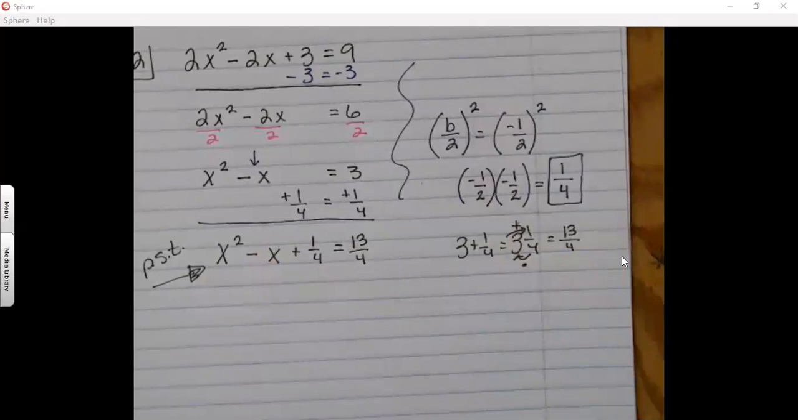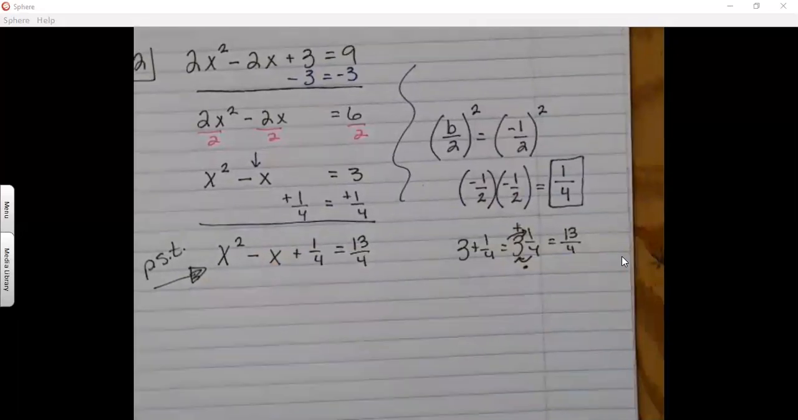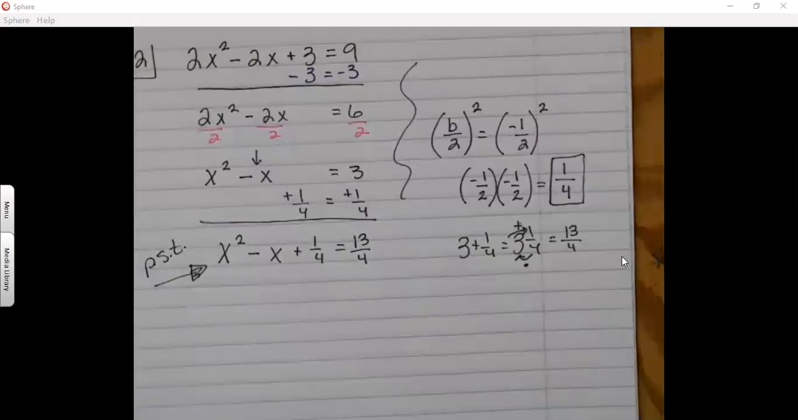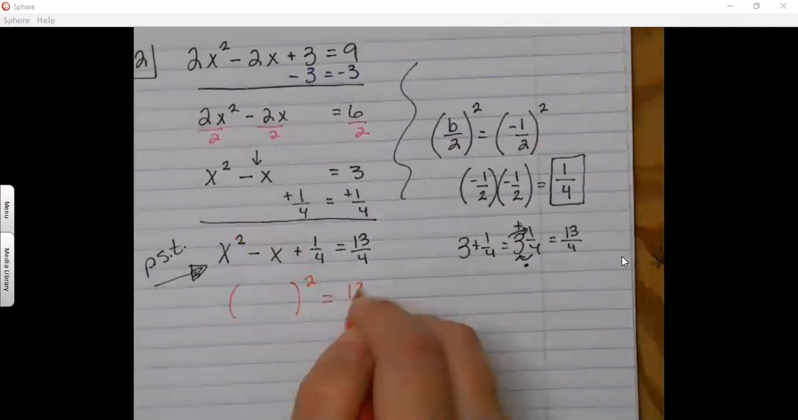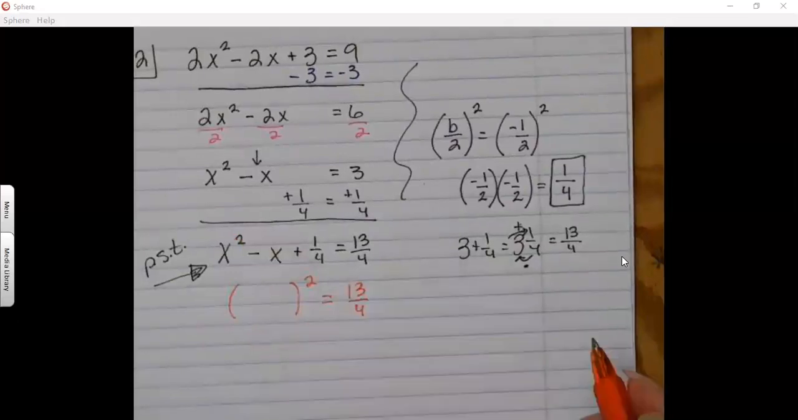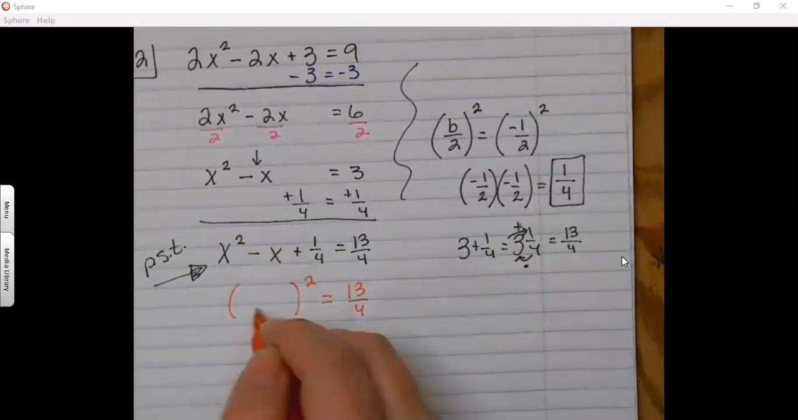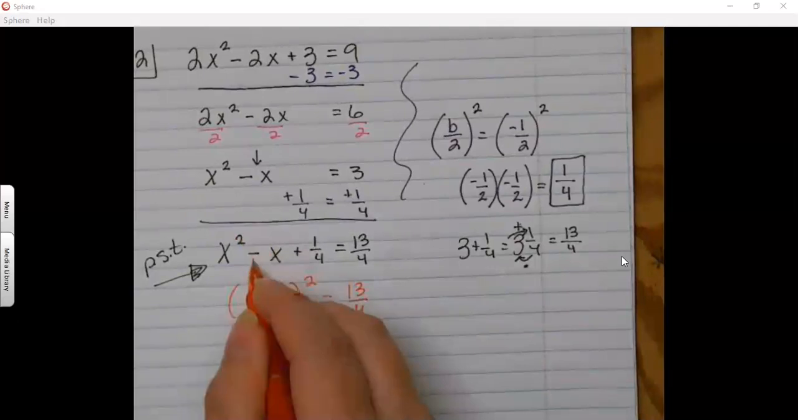So the shortcut: you make one set of parentheses, but you have to make sure you square those parentheses, okay? Because remember, when you factor a perfect square trinomial, the two factors are going to be identical. So instead of writing them separately, you just write one parentheses and you square it. The sign between the terms is going to be whatever the sign of b is. So in this case, that's a negative.